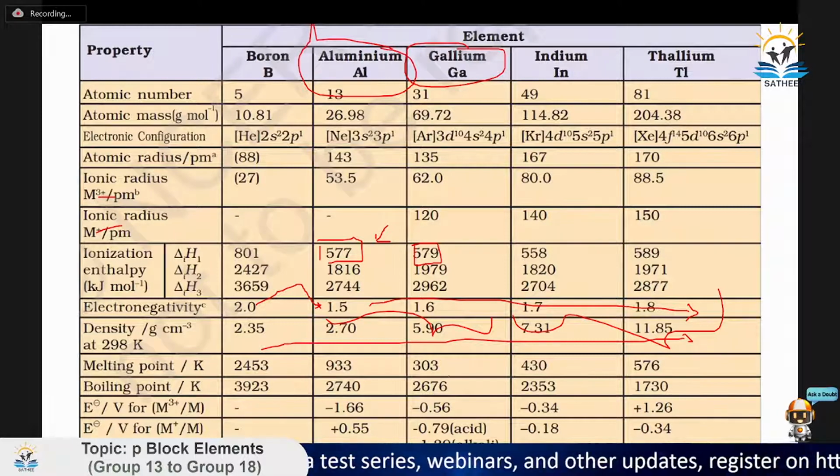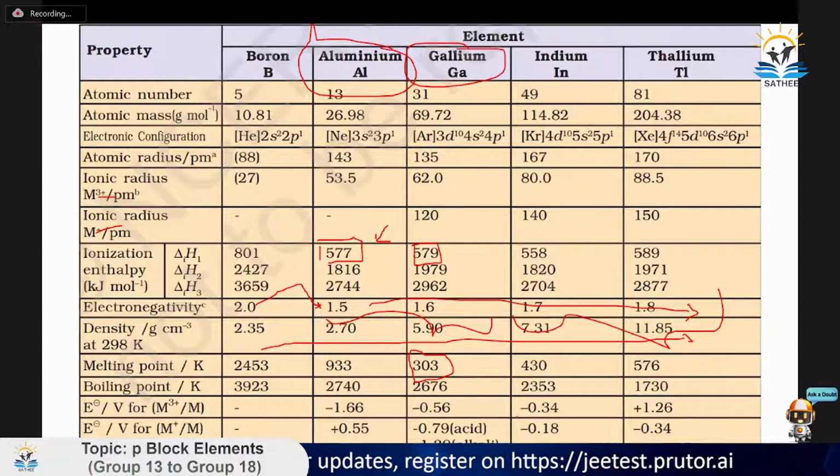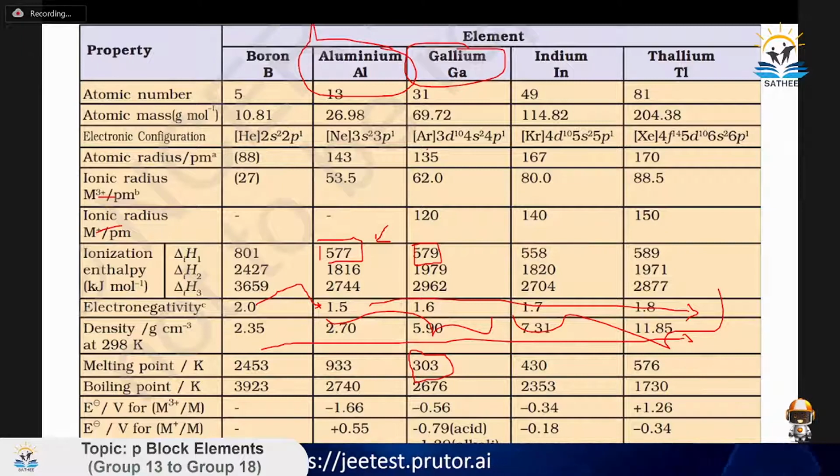And melting point and boiling point, you can see gallium has a very low melting point. That can be a question that can actually be asked: which of the following elements in group 13 has a low melting point, and similarly boiling point?